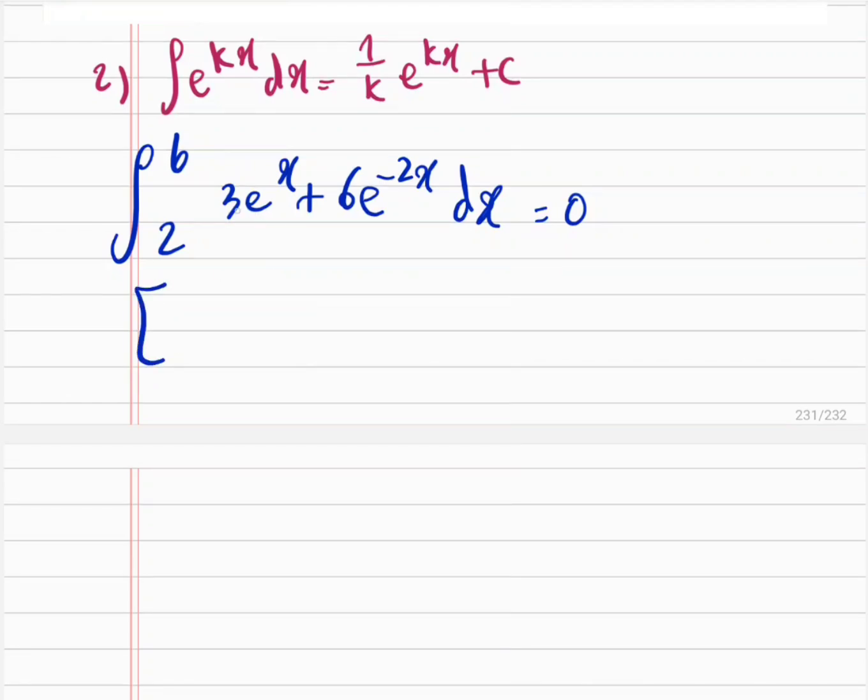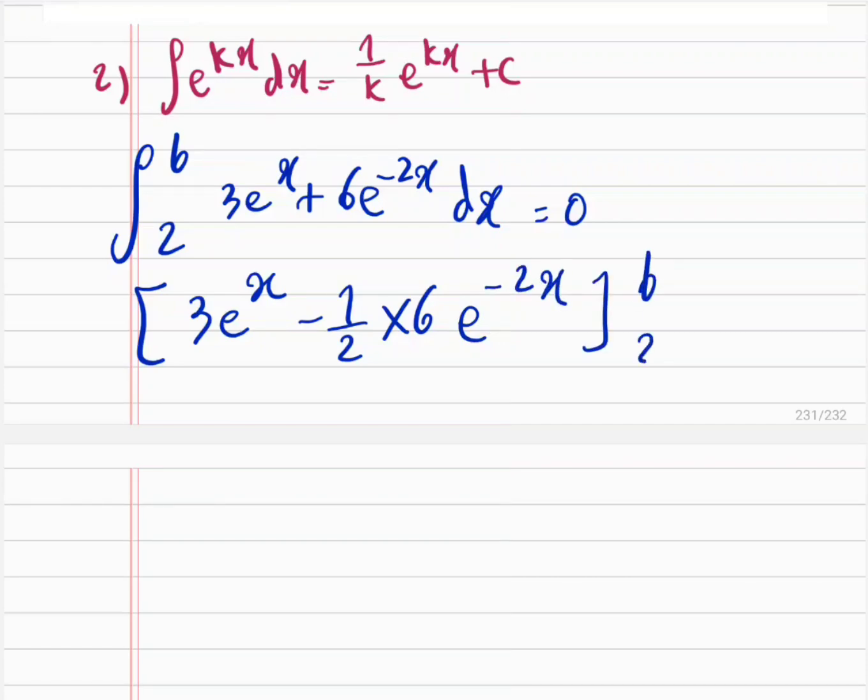So the first term is just 3e to the power of x, and that just integrates to itself. It's just the same function. So for the next term, we have 6e to the power of minus 2x. Okay, so k in this case is minus 2, so we are going to have 1 over minus 2, which is minus 1 over 2 times 6, because 6 stays there, e to the power of minus 2x, and these are the limits.